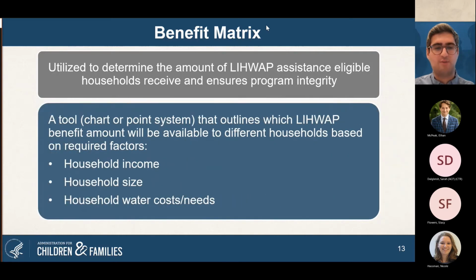For the purposes of LIHWAP, the benefit matrix is a tool, such as a chart or a point system, that outlines which LIHWAP benefit amount will be available to different households based on required factors, such as household income, household size, and household water costs or needs, or water burden. For most recipients administering LIHEAP, the concept of a benefit matrix or payment matrix is familiar.